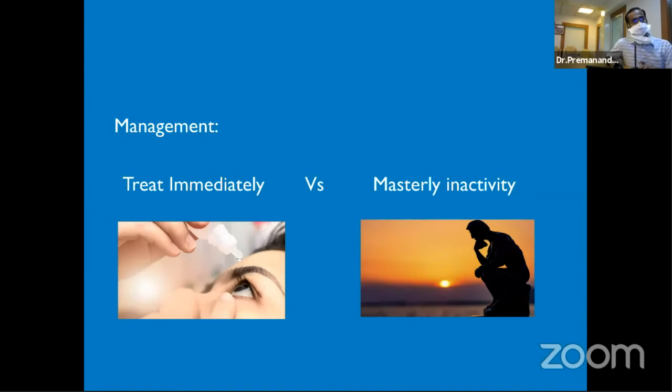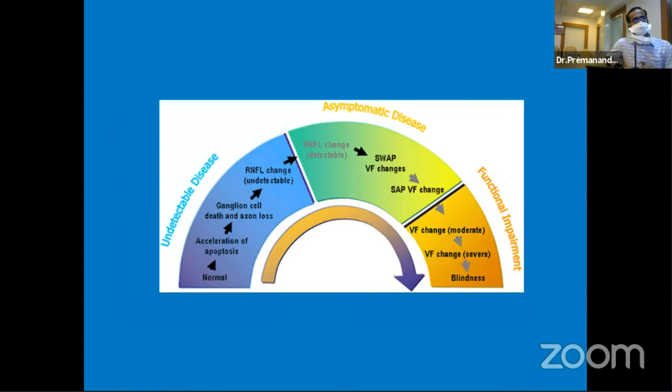So now coming to the important question: whether you treat this patient or you remain masterly inactive. To answer this question, we need to know what will happen to the patient if you don't treat them. In other words, what is the natural course of the disease if you don't treat them? This picture tells you that glaucoma starts with ganglion cell apoptosis, which leads to structural damage, followed by functional damage.